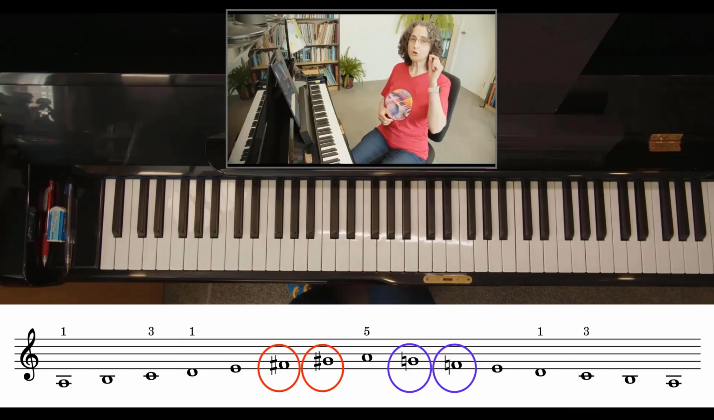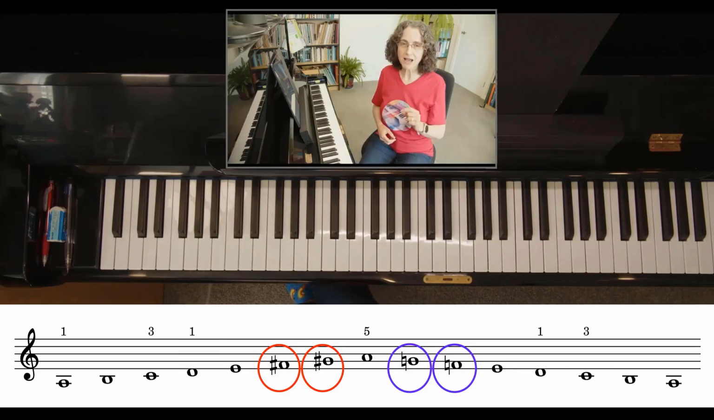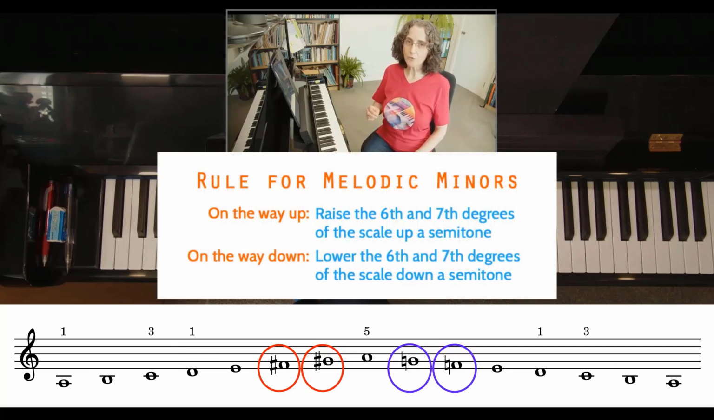So that is our golden rule for melodic minor scales. On the way up, you raise the 6th and 7th degrees a semitone. On the way back down, you undo what you just did and you lower the 6th and the 7th degrees by a semitone.